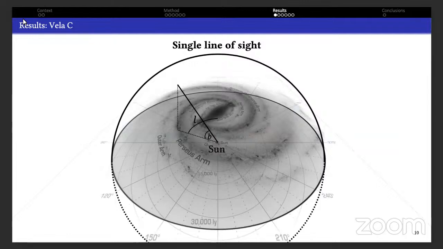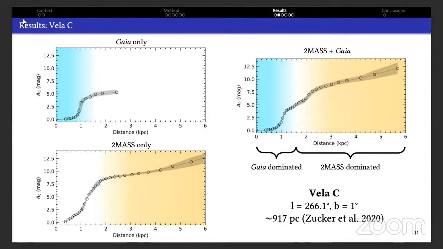So for the result, we first look at a single line of sight through Vela. So here you can see three extinction profiles, so extinction as a function of distance, here obtained using only Gaia data, only 2MASS data, and 2MASS plus Gaia. So Vela is located at around 970 parsecs.